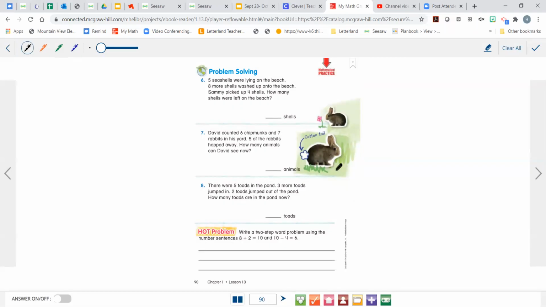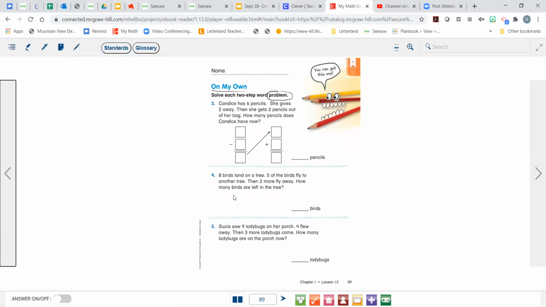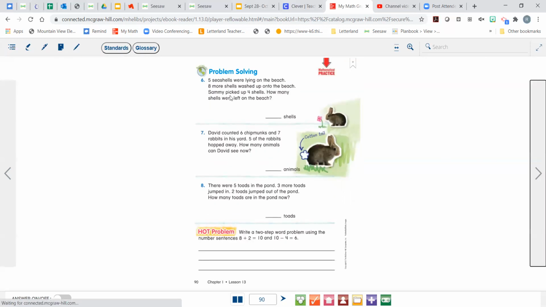So that is how you do 2-step word problems. Just take your time, because think about it. There's only 3 on this page, and then there's only 3 on this page. 3 plus 3 equals 6. Then you create your own word problem using these numbers. All right. Remember, we're here if you have any questions.